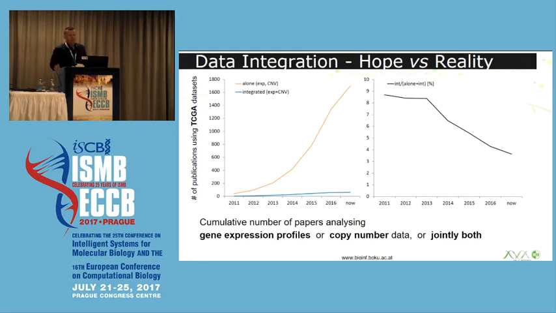A lot of hope is now being placed in the integrated analysis of measurements from different technologies. But there is a surprisingly little integrative research actually being done if you look at the statistics. Here you can see TCGA papers that analyze TCGA data for gene expression and copy number variation alone. And here you can see how many papers for integrative research on these two data sets are being done. This is from 2011 when the database was started until now.